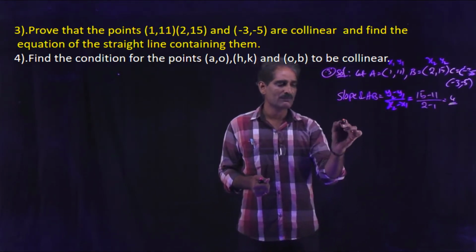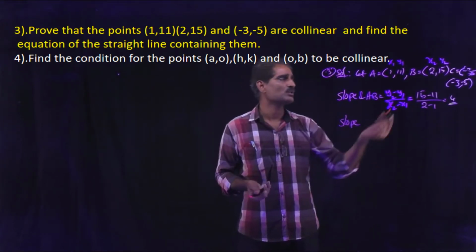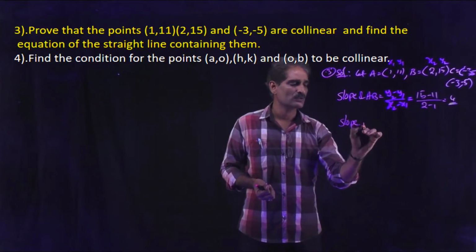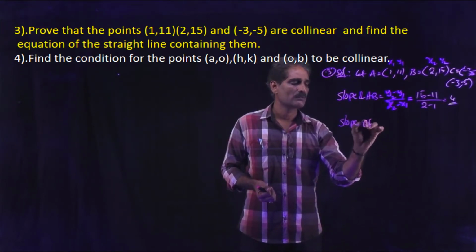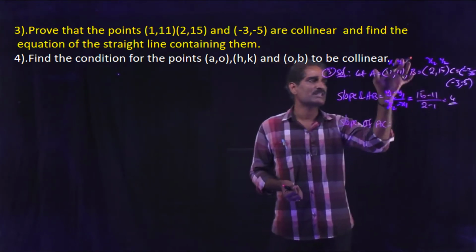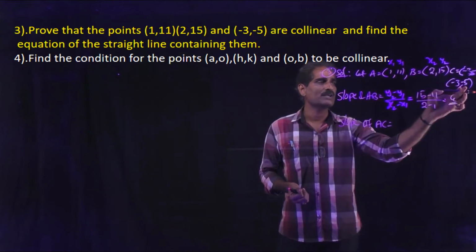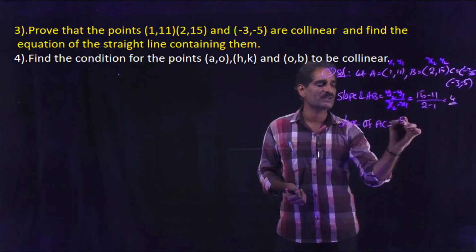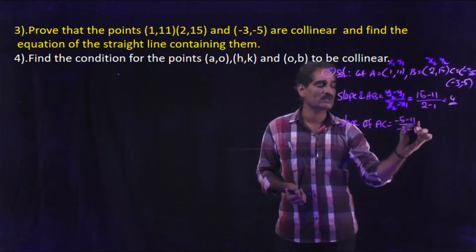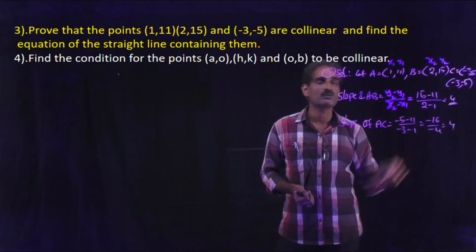Now similarly, find out slope of BC or AC. Slope of AC or slope of BC, whatever it may be, the relation holds. Slope of AC, x1 y1, x2 y2 considered. Slope of AC is y2 minus y1, minus 5 minus 11, by x2 minus x1, minus 3 minus 1. That is equal to minus 16 by minus 4. That is equal to 4.